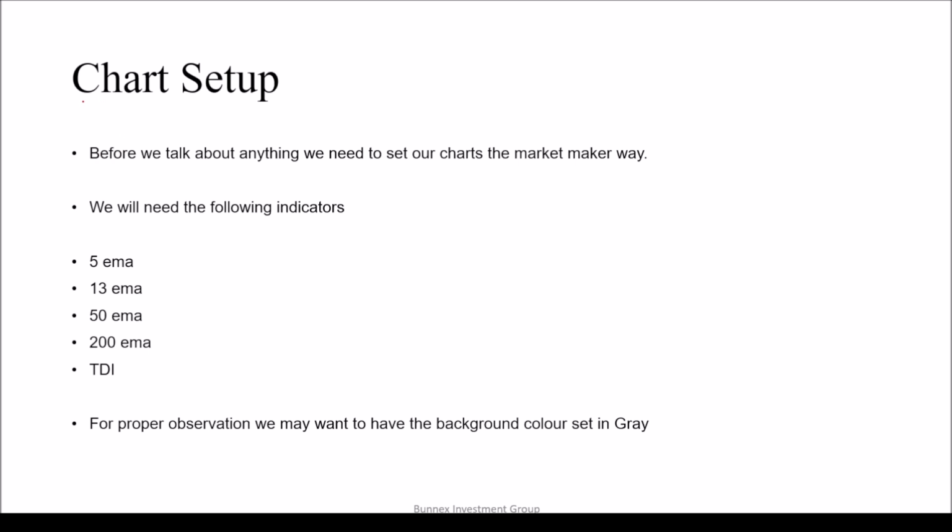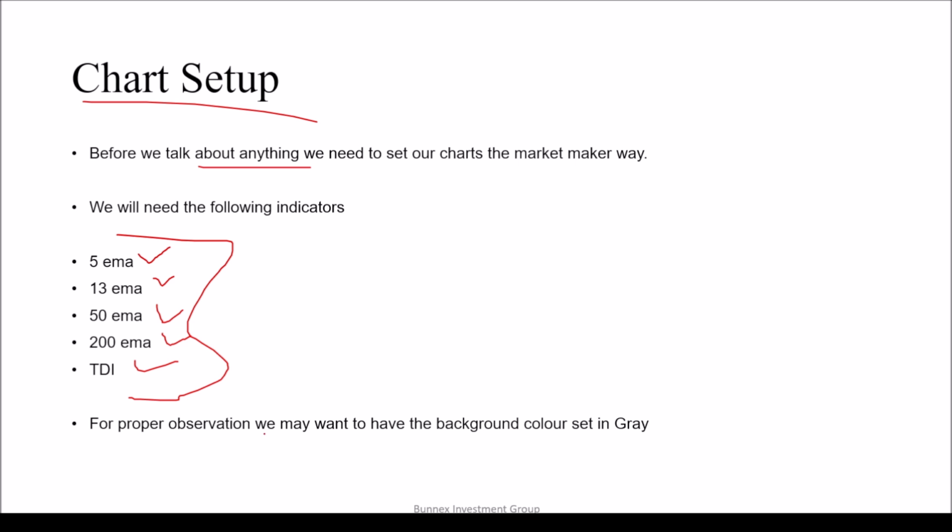Firstly, we've said we need to start off on chart setup. How does our chart need to look for us to spot these setups easily? Before we talk about anything, we need to set up our charts the market maker way. We'll need the following indicators, which are 5 exponential moving average applied to close, 13, 50, 200, and the TDI.